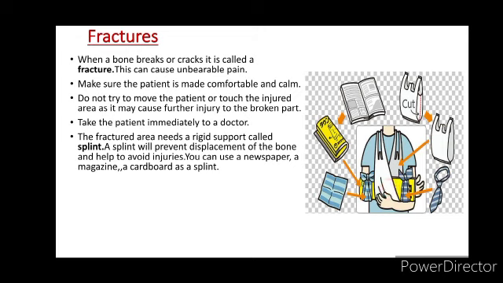Here the fractured area needs a rigid support. It is called a splint. A splint will prevent displacement of the bone and help avoid injuries to the surrounding fractured area. You can use a newspaper, a magazine, or a cardboard as a splint.